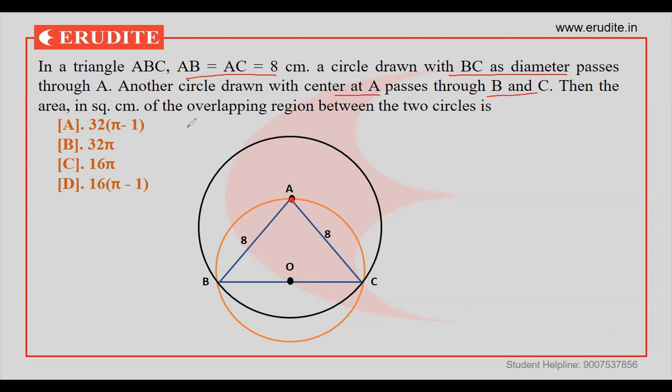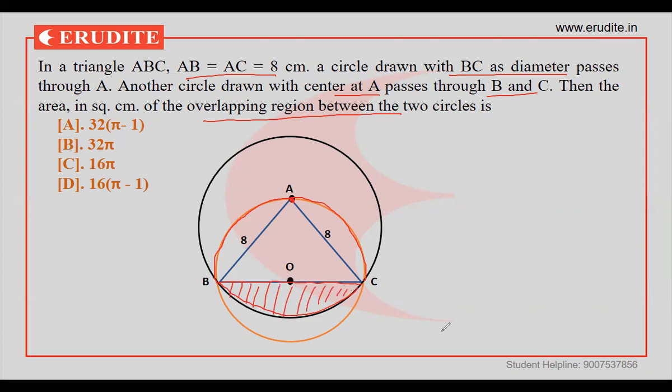Then we have to find the area of the overlapping region. So guys, the overlap region of these two circles is which one? If I draw this one, this part is the overlapped one, along with this part. So the first part is nothing but half of the orange color circle, and the second part is the segment of this black circle.